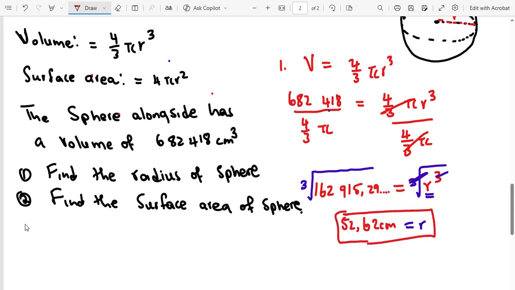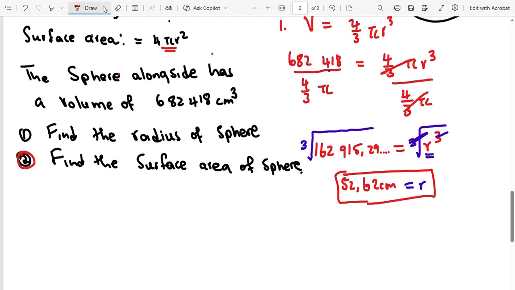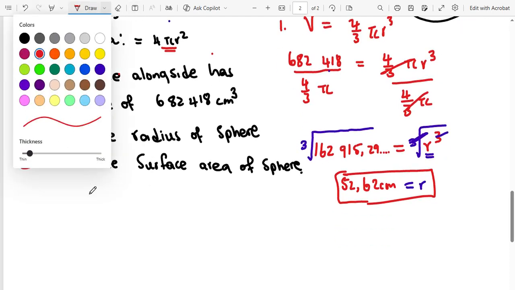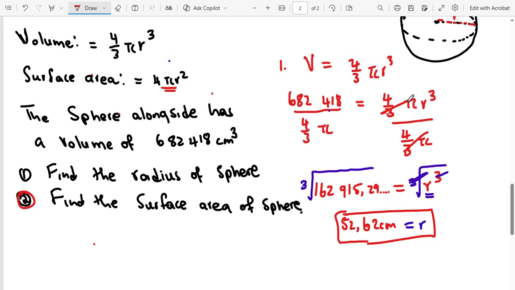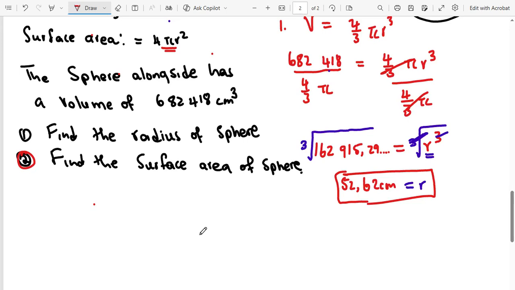Now I need you to pause the lesson and use this formula to do number 2: find the surface area of the sphere. This is an easy one, right? It's just 4 pi r squared. Already you have r. I know the question is easy, but let me tell you what happens in an exam. You get the first question wrong, maybe you make a wrong substitution there, and this will also affect the next question. I don't really believe we can say a question is easy, we just have to make it easy by paying attention.